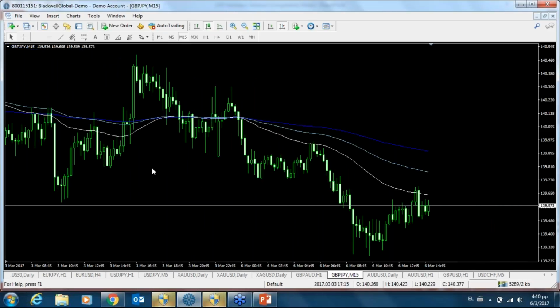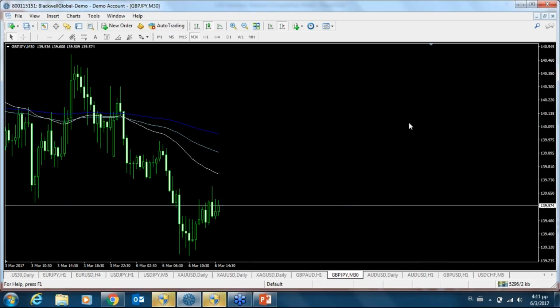Let's look into 15 minutes chart. Has found resistance. It's got more room to the downside potentially. Okay, for the GBP JPY, let's look into the 30 minutes. Again, it's under all 3 lines. Perhaps some more room to the downside.